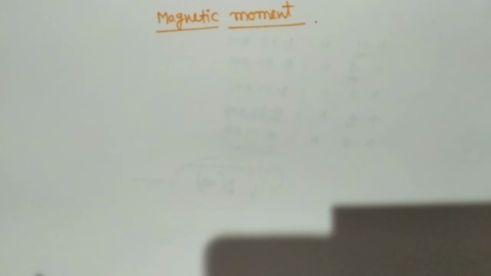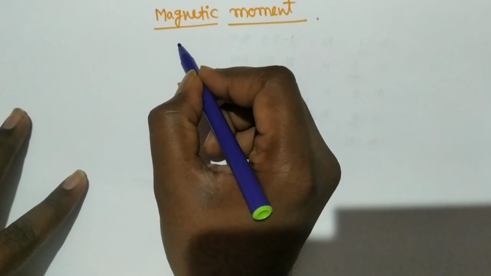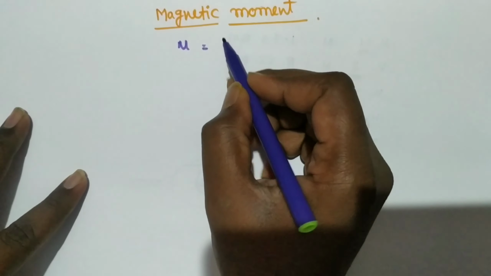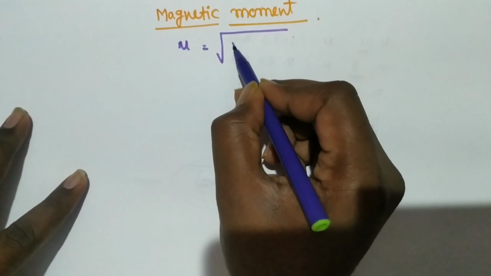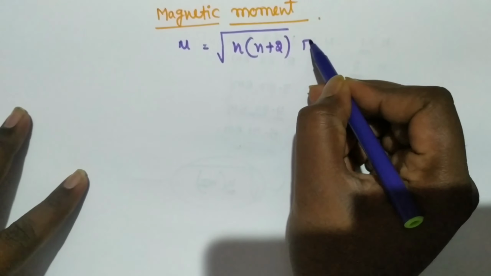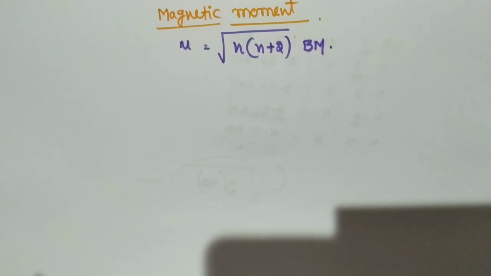Dear students, in this video we are going to discuss magnetic moment. How easily we can calculate magnetic moment, we will discuss in this video. So magnetic moment is designated with mu. The formula is mu is equal to root over n into n plus 2. Bohr magnetons is the unit. So the magnetic moment formula is mu is equal to root over n into n plus 2.